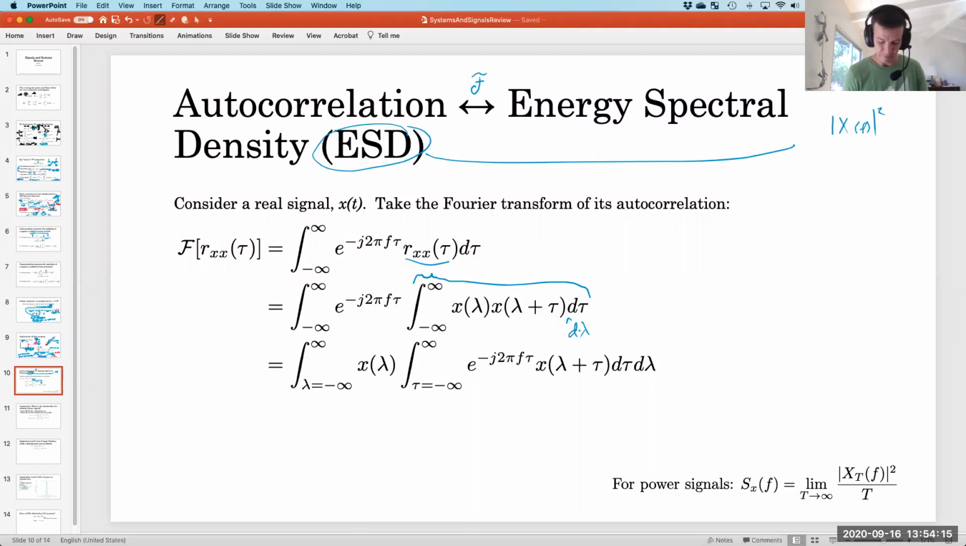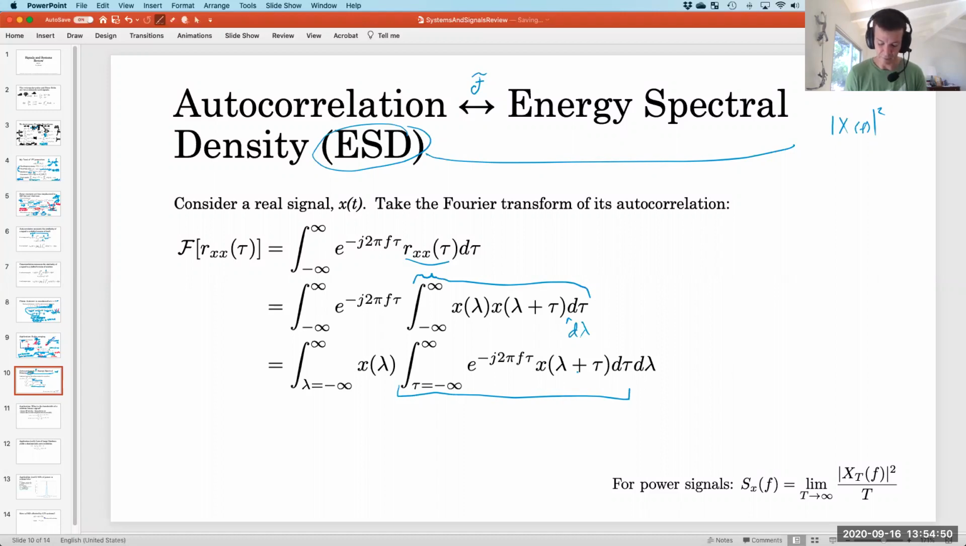Okay, so what's going on now? Well, on the inner integral here, this integral over tau, what are we looking at? This is the Fourier transform of x, yeah? It's not quite the Fourier transform of x because there's this shift in here. I guess I just gave away the ghost. It's the Fourier transform of a shifted version of x.